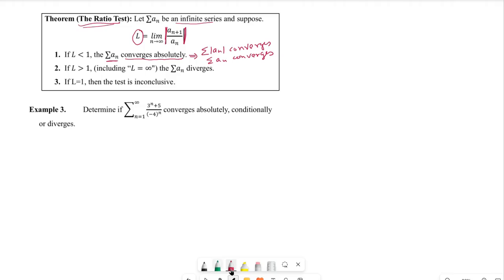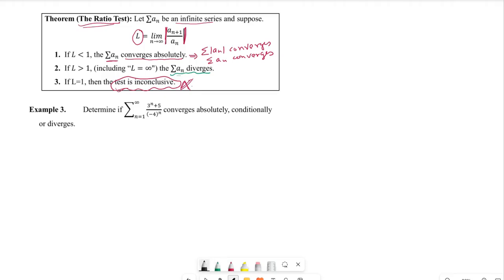If L is more than 1, which includes infinity, then we say the series diverges. So if that limit is less than 1, the series converges absolutely. But if that limit is more than 1, then the series diverges. Lastly, if L is equal to 1, then the test is inconclusive. That means you need to do some other kind of test. This is not applicable. So that is what the test is.